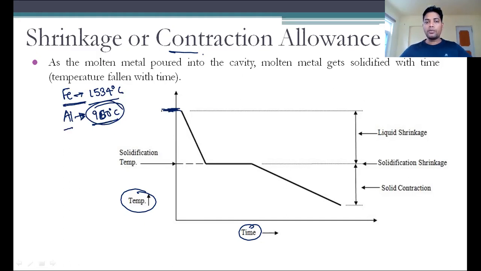So we start from 900 for aluminium, or if we take the example of iron, from 1534. Initially it is in liquid form, then we move forward with respect to time.